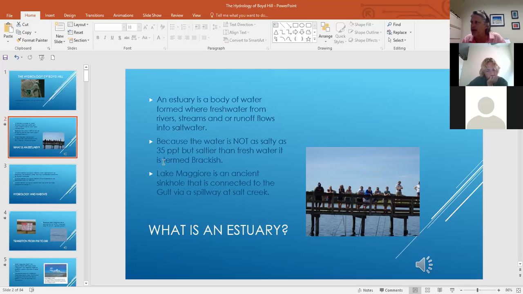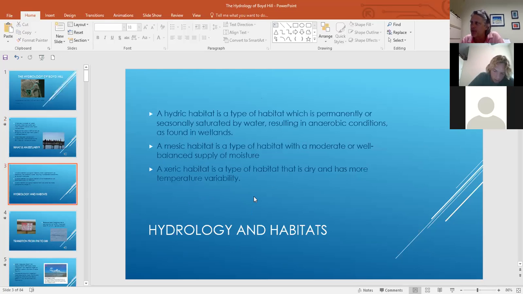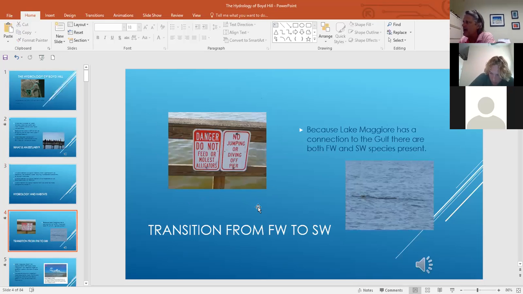It's not as salty as 35 parts per thousand, but it's saltier than your fresh water, so we call that water brackish. And Lake Maggiore is an ancient sinkhole that connected the Gulf via a spillway at Salt Creek. In our briefing, we went through the 3 different habitats: hydric, mesic, and xeric. So what we have here is a transition for saltwater.